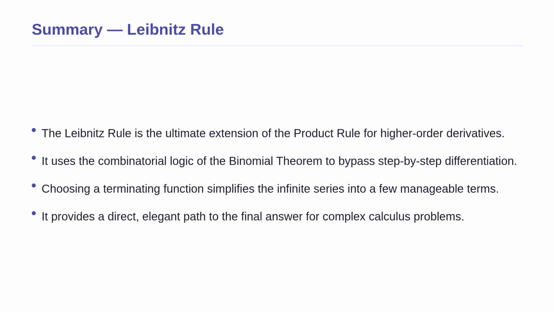Let us wrap up what we have learned today. The Leibniz rule is a powerful extension of the product rule that lets you find higher order derivatives instantly. By borrowing the logic of the binomial theorem, it completely bypasses tedious step-by-step differentiation. We saw how choosing a terminating function makes the math incredibly simple. You now have a systematic tool to conquer complex calculus problems.